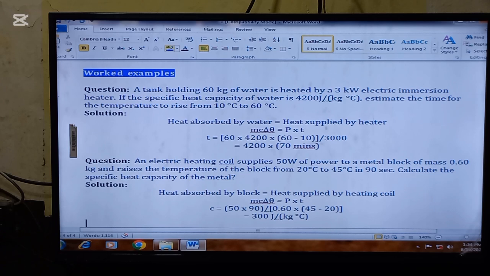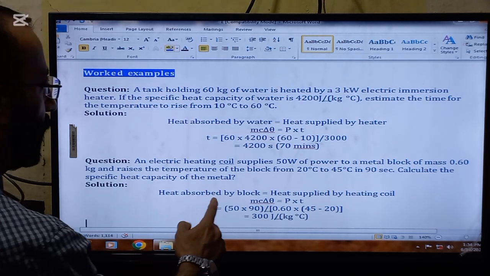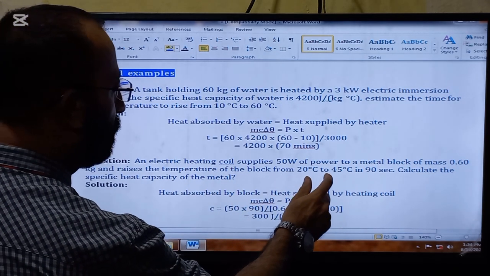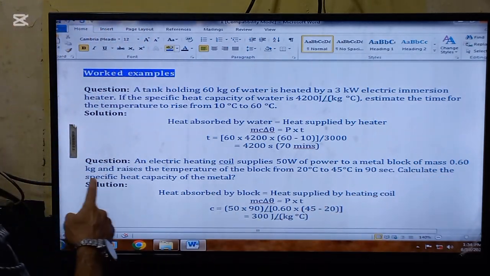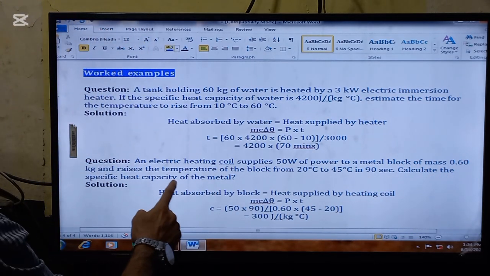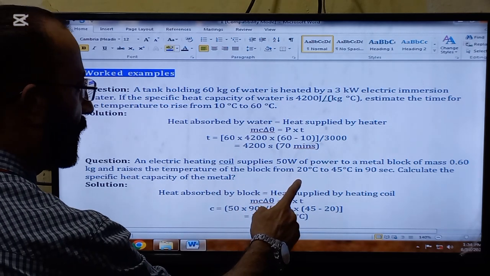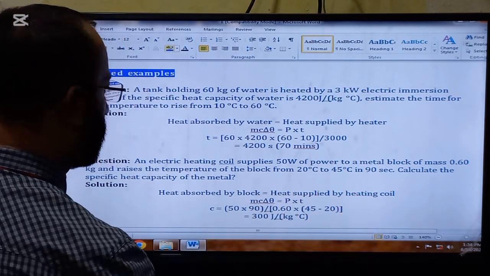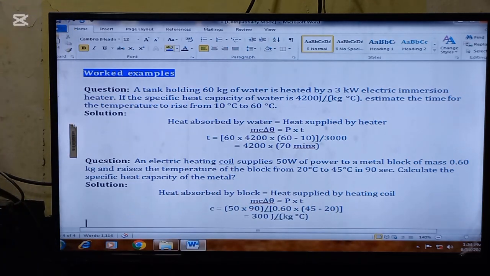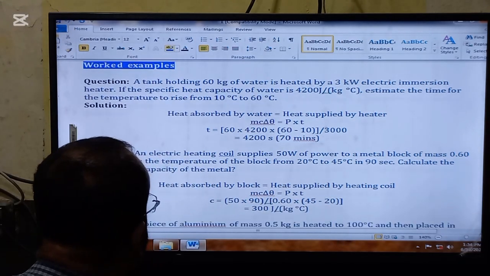Another question is here. An electric heating coil supplies 50 watt of power to a metal block of mass 0.60 kg and raises the temperature of the block from 20 degrees C to 45 degrees C in 90 seconds. Calculate the specific heat capacity of the metal.